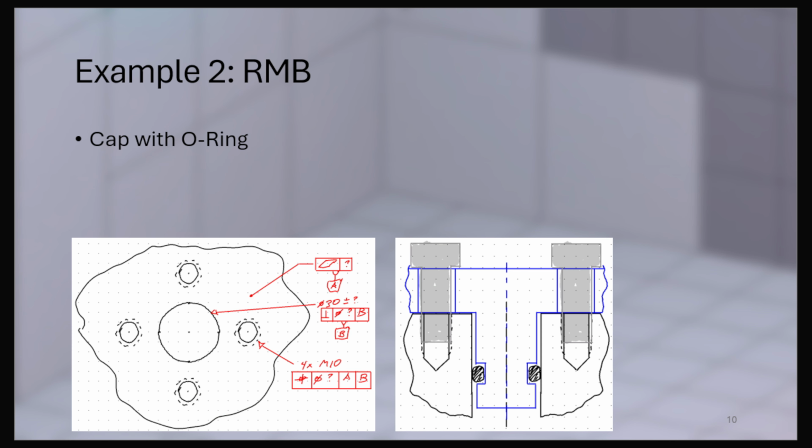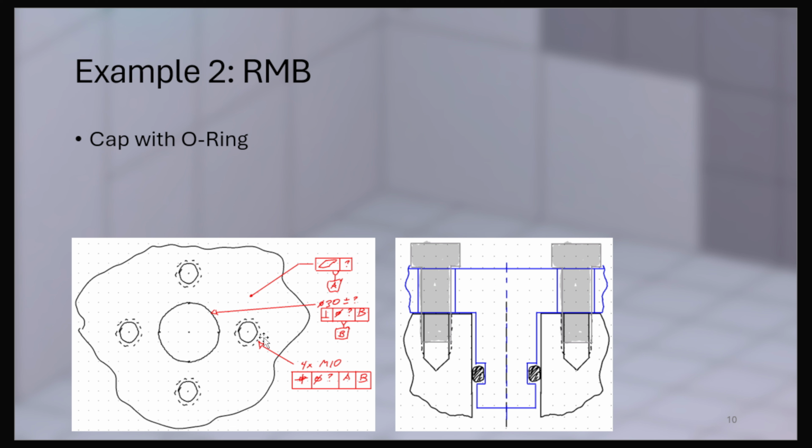So let's look at a second example. This is going to be looking more at RMB. Let's say we've got an assembly with some sort of housing, and then a cap is inserted with an O-ring, and then we bolt it down with some cap screws. In this case, datum A, the primary datum for both parts, is going to be the faces, and then the secondary datums are going to be something like the bore and the shaft.